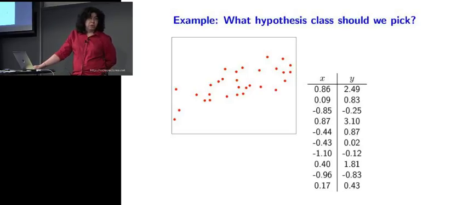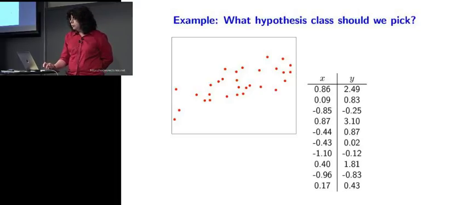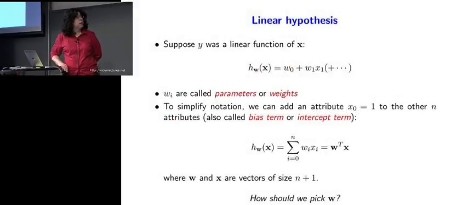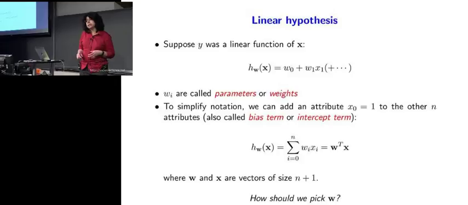Linear, with a line. Okay? A line is the simplest thing. So we could take a line and look for the best line that fits these points. That's called linear regression. So we're going to consider linear hypothesis classes.